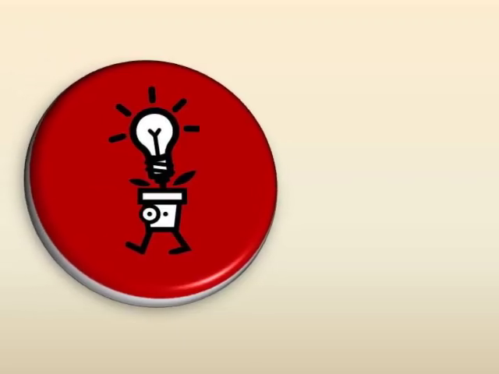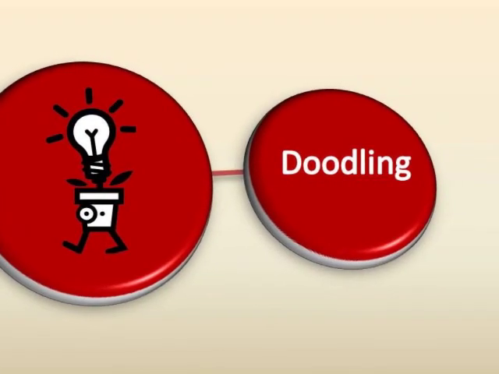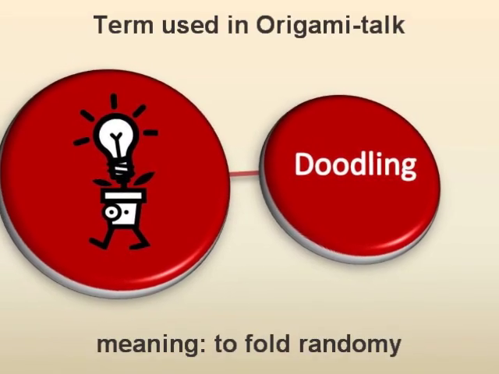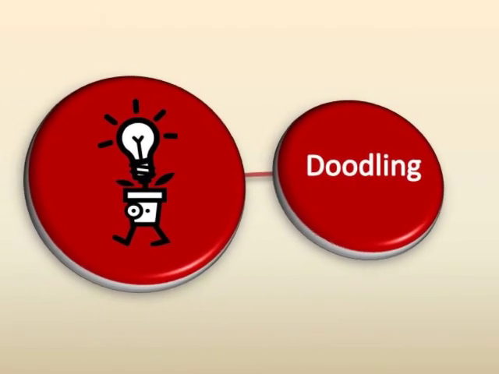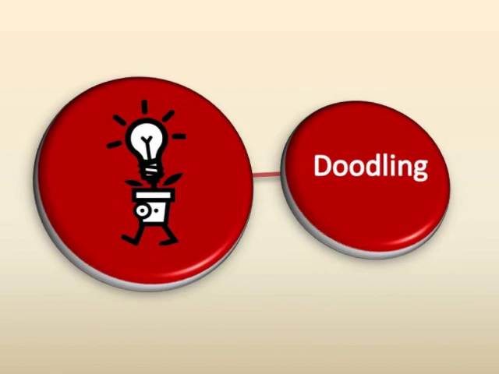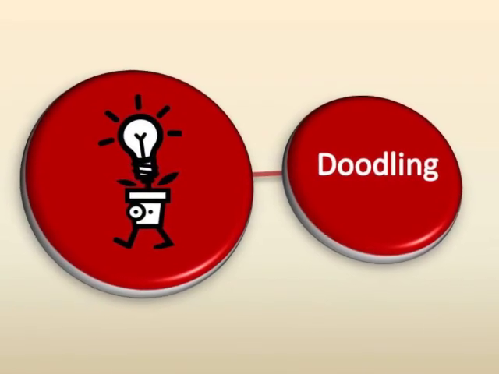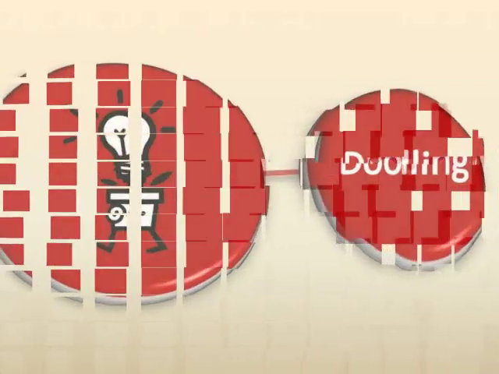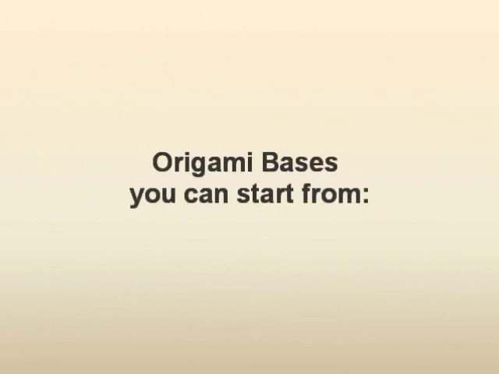One fun way of creating is by doodling. Doodling is a term used in origami talk, meaning to fold randomly. You can just start folding by chance, but you could also start it from a base. Let's have a short interception and look at the traditional bases that have been invented all over the world, and then start with doodling.